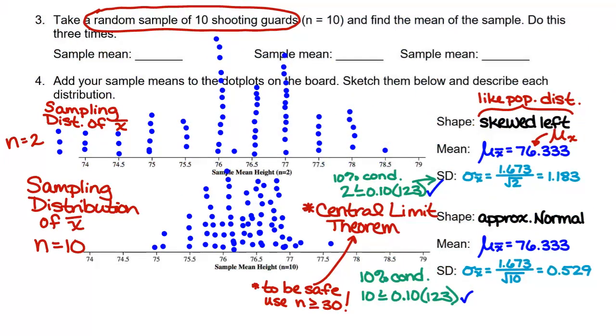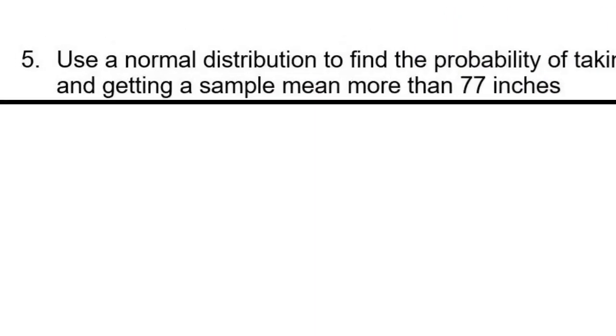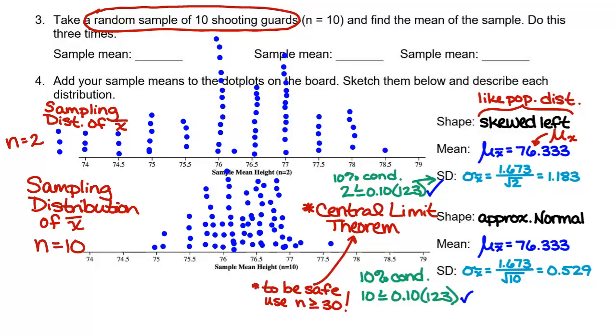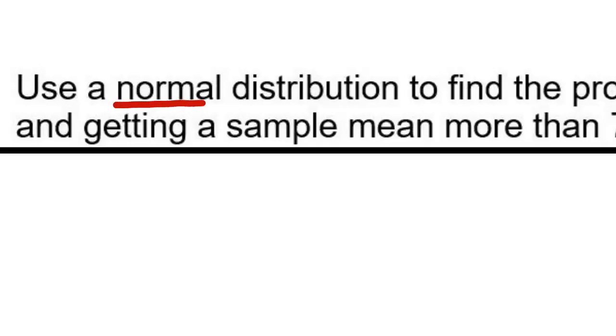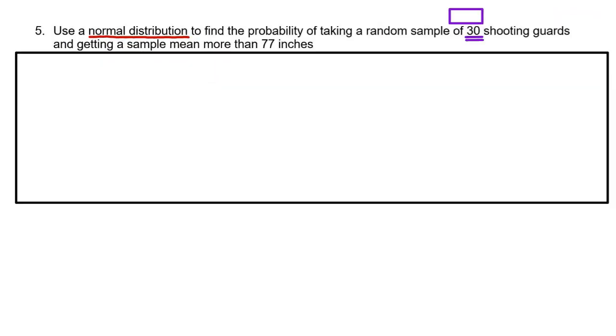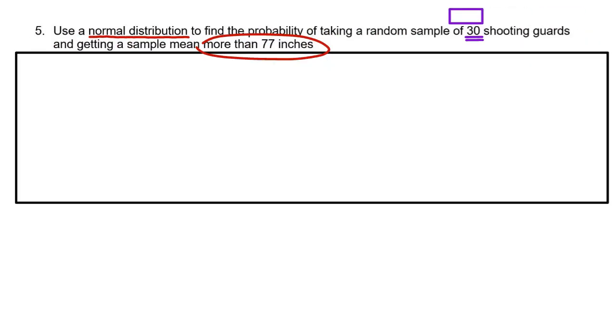All right, looking down at the bottom of the page, number 5. I want you to use a normal distribution. So that immediately means you need to do what? You're going to draw a picture. You're going to use a normal distribution to find the probability of taking a random sample of 30 shooting guards and getting a sample mean more than 77 inches. What is this 30 that they're giving us? That's n. That's our n value. So draw your picture.